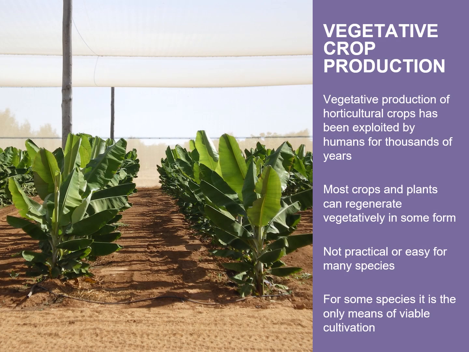So vegetative crop production of horticultural crops has been exploited by humans for many thousands of years. And most plants are able to regenerate themselves from cuttings or parts of plant tissue in some form or another. However, for cultivation and horticultural practices, this isn't really practical for many species, but for a lot, it's the only viable means of cultivating the plants quickly and efficiently.